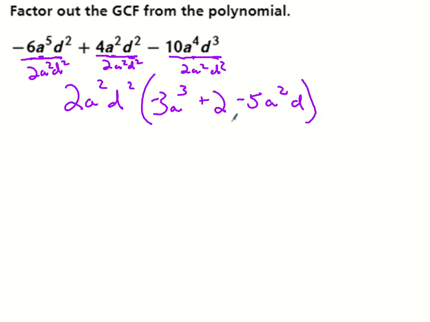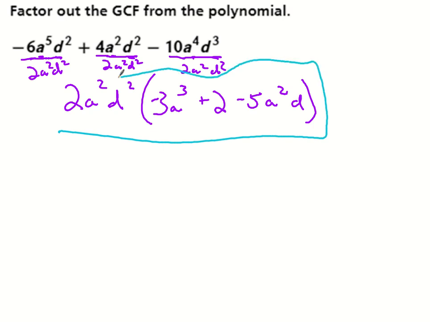The way I can check is I could distribute this to see if I get the exact same thing. So it's the distributive property backwards. This would be my final answer after I factored out the greatest common factor from this polynomial.